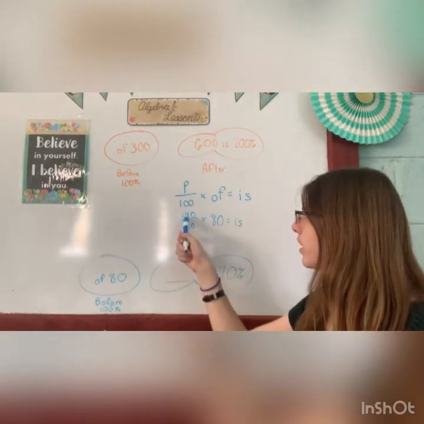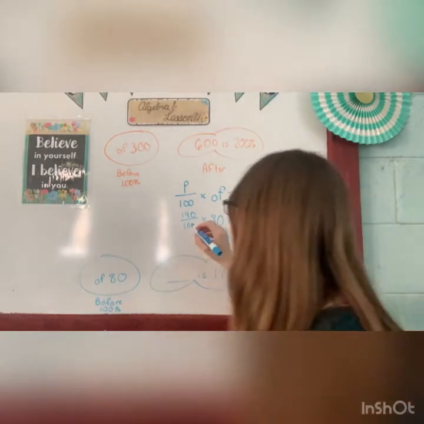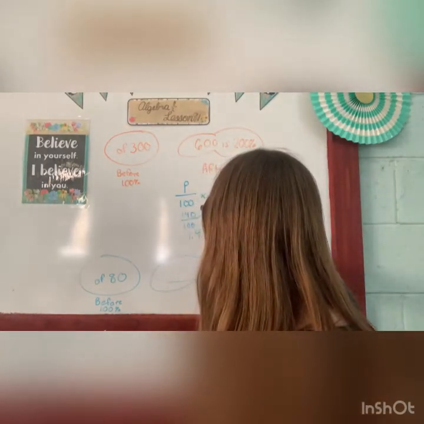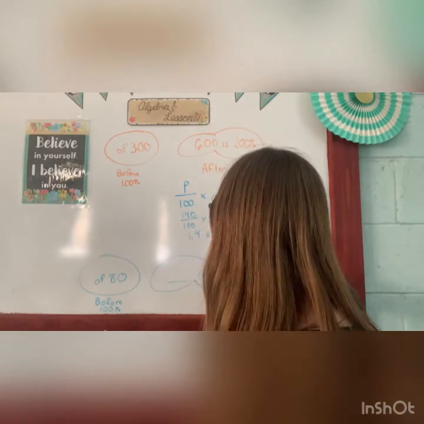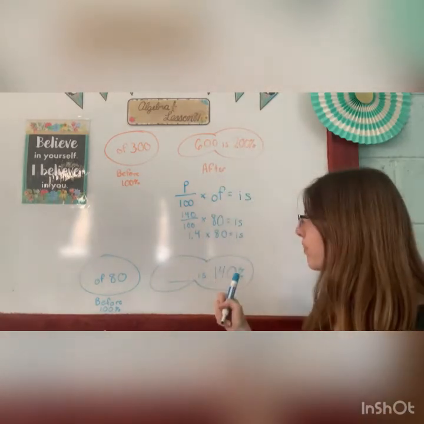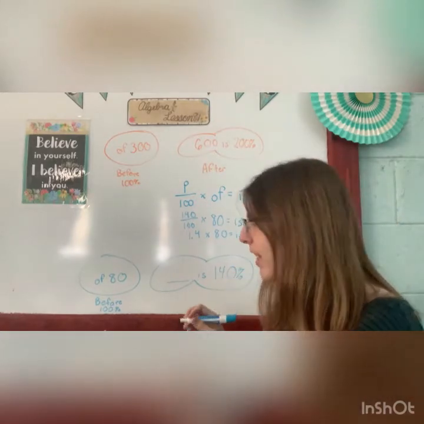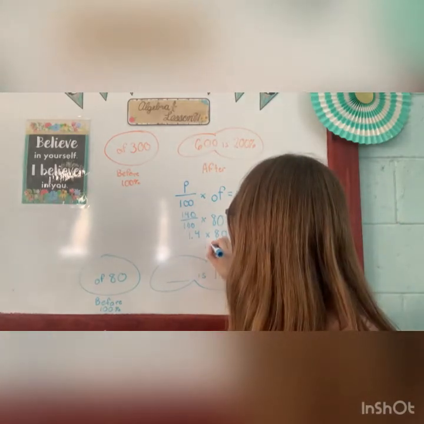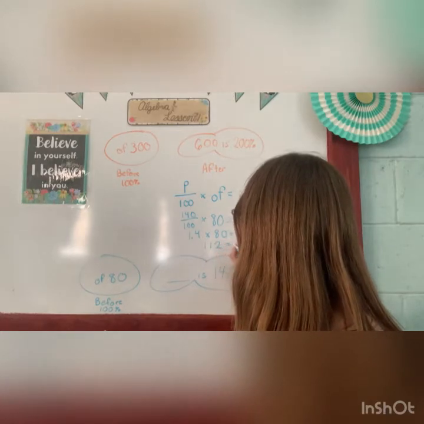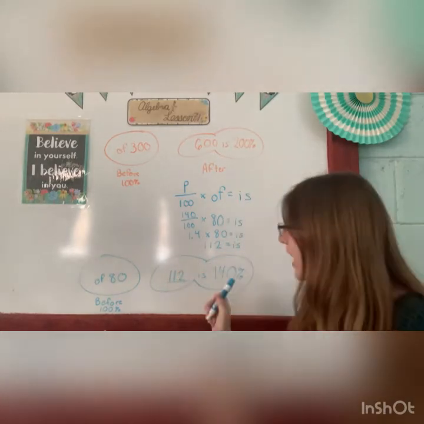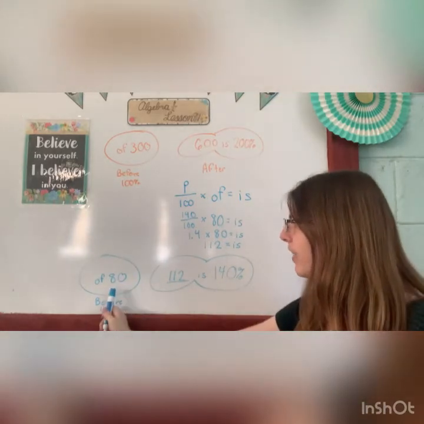Well, 140 divided by 100, I know is 1.4. So I have 1.4 times 80 equals my is number. So 1.4 times 80, multiply that out, I get 112 equals my is number. So 112 is 140% of 80.